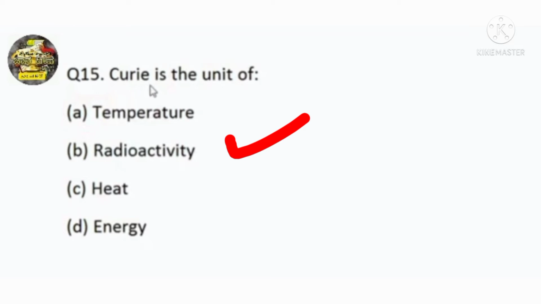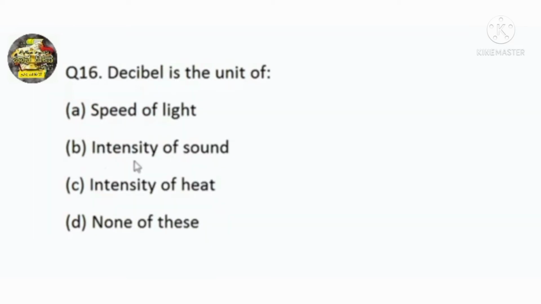Now let's move on to the 16th question. The question is like this. Decibel is the unit of, decibel the ಮೂಲಮಾನ ಯಾವುದು? Option A, speed of light. Option B, intensity of sound. Option C, intensity of heat. Option D, none of these. So which is the correct answer? The right answer is option B, intensity of sound. Let's move on to the 17th question.